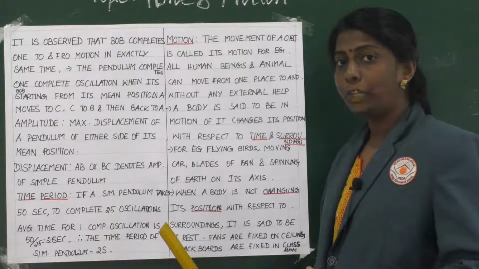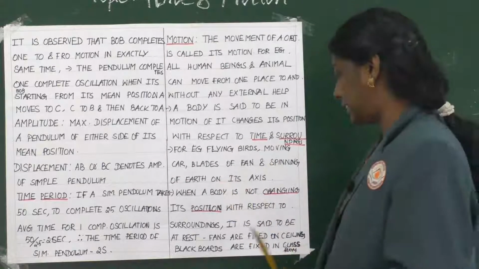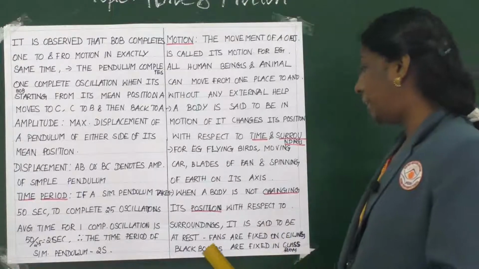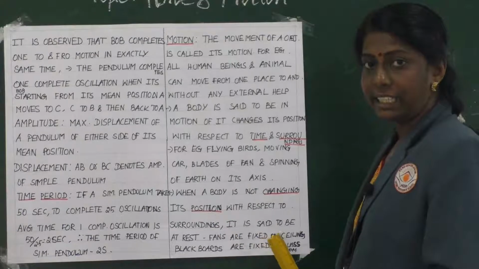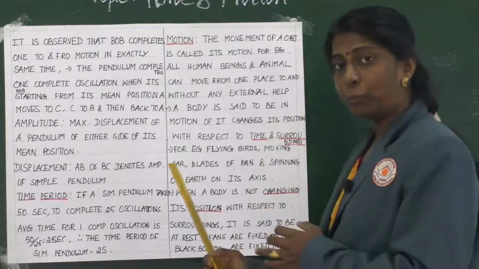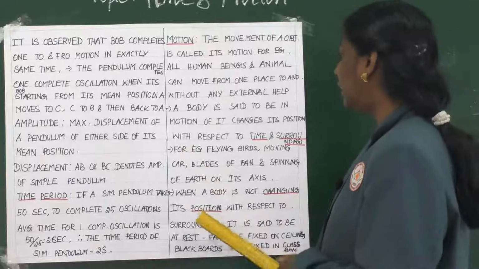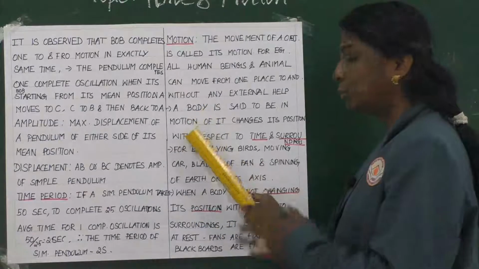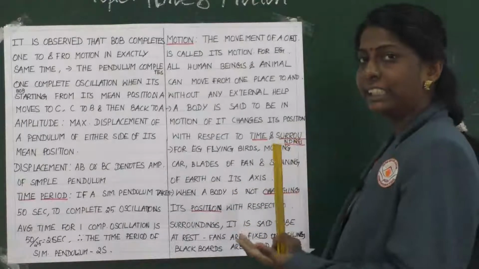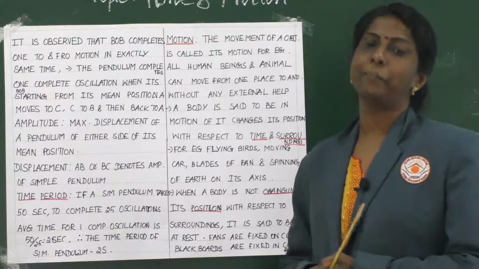When it is not moving, then that position is said to be at rest. Fans are fixed on the ceiling. Blackboards are fixed in classrooms. Is it not? So these are all examples of bodies which are not moving, or in rest position. Okay. So what we learned: one, the body which is moving or in motion. The second one, the body which is not moving or not changing its position, is also said to be in rest position. Clear? Yes.